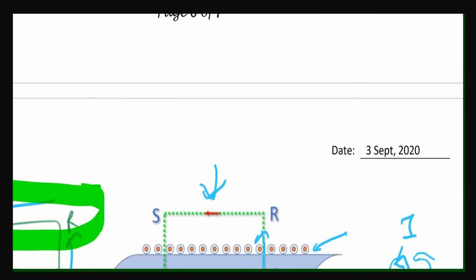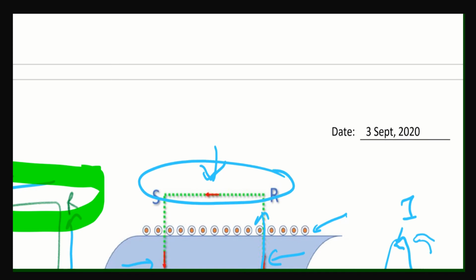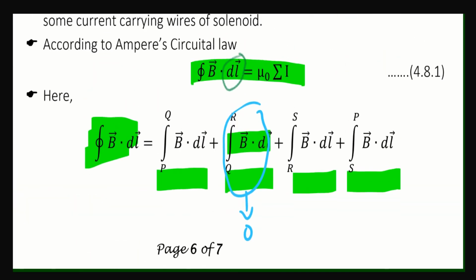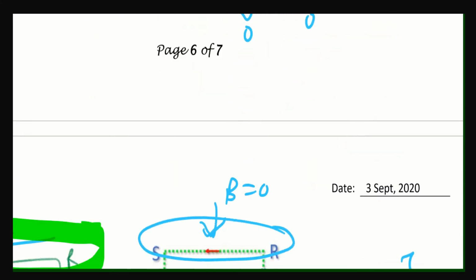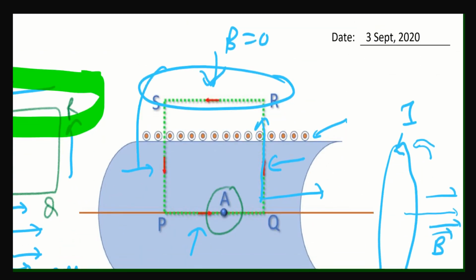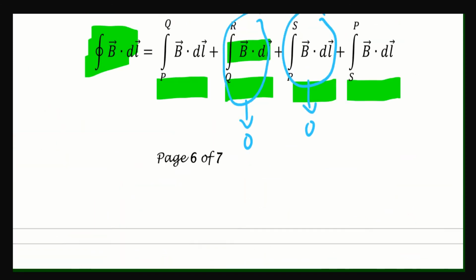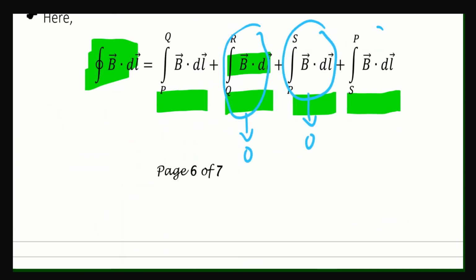When you go from R to S, B is 0. There is no magnetic field outside, and hence this integration will also be 0. When you go from S to P, you are going down, the magnetic field is along positive x direction, and hence the angle between B and dl is 90, and hence this integration will also be 0. So you are left with only one integration, that is from P to Q.